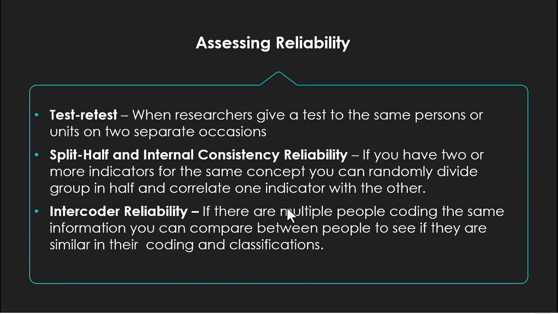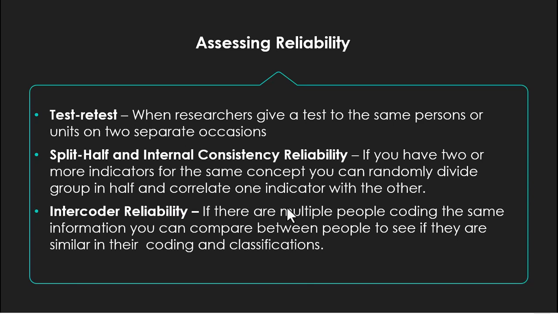We also have split-half and internal consistency reliability tests. This is where you have two or more indicators for the same concept, and you can randomly divide our group, our sample, in half and correlate one indicator with the other. For example, if we have two measures for, let's say, depression, then we can test to see if those two indicators are correlated, such that if you answer that you are depressed in one, you should answer that you're depressed in the other.